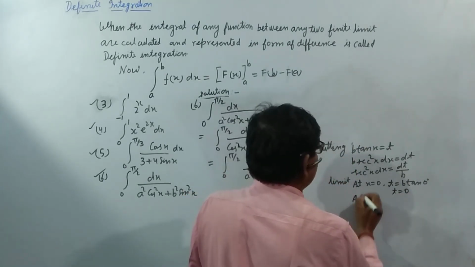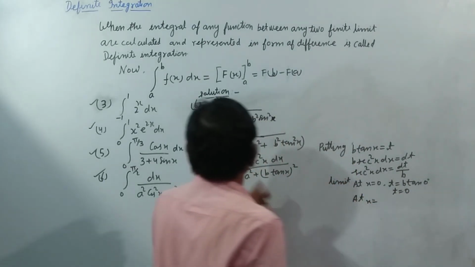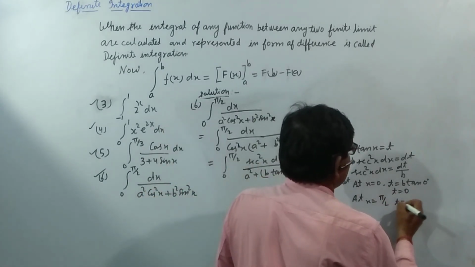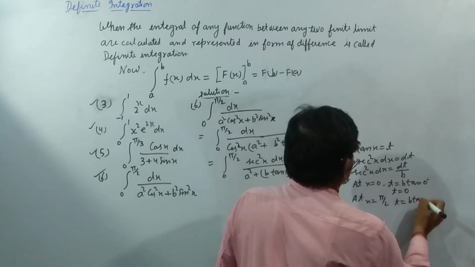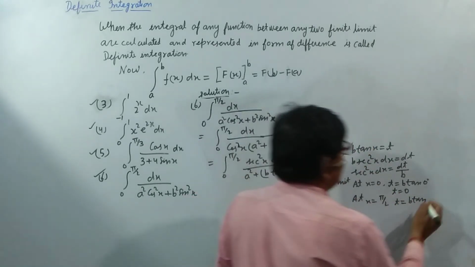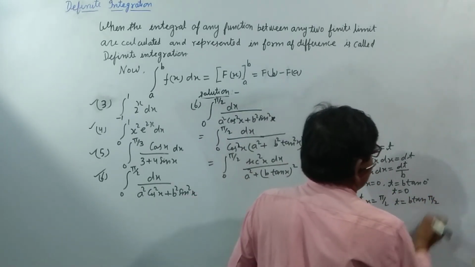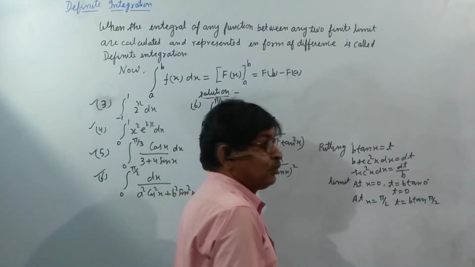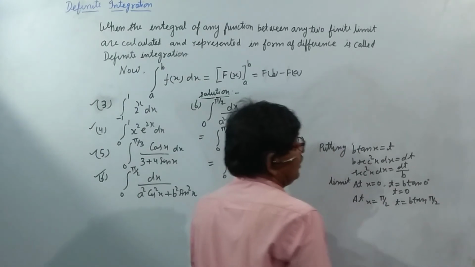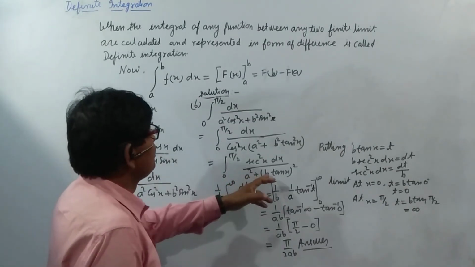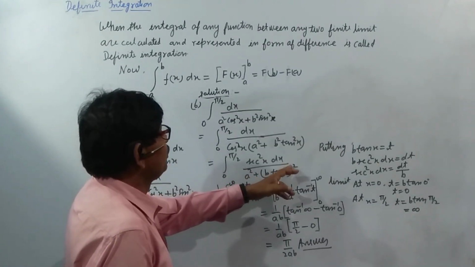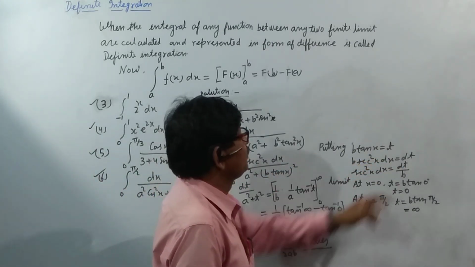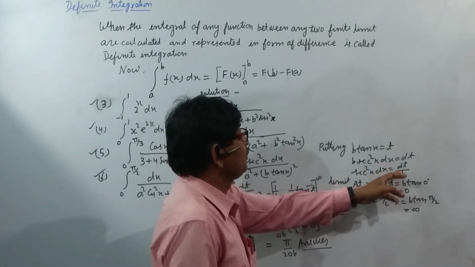And at x equal to pi by 2, t is equal to b tan pi by 2. Tan 90 degree is sin 90 degree, which is 1, divided by cos 90 degree. Here b tan x is equal to t, so b sec square x dx is equal to dt, and sec square x dx is equal to dt by b.